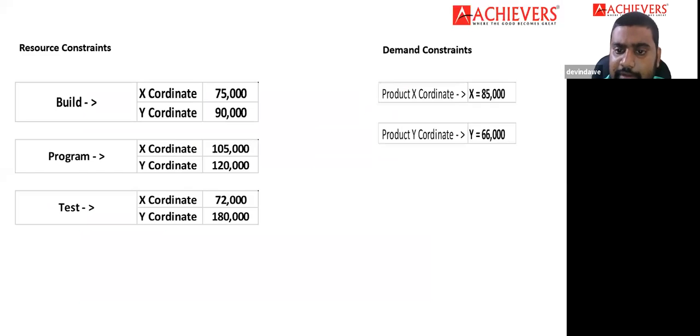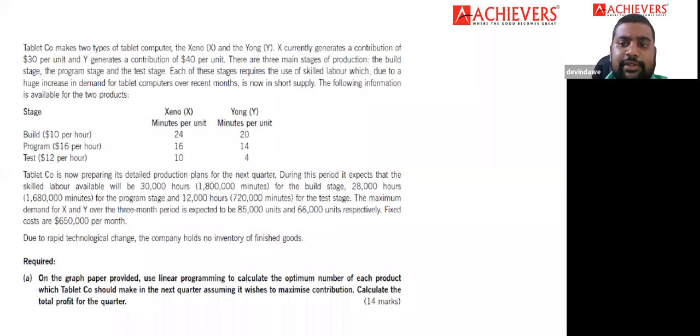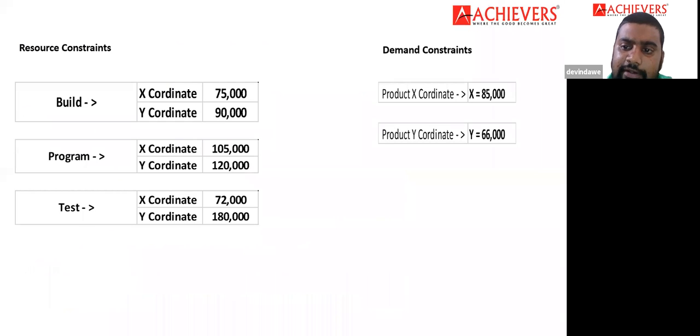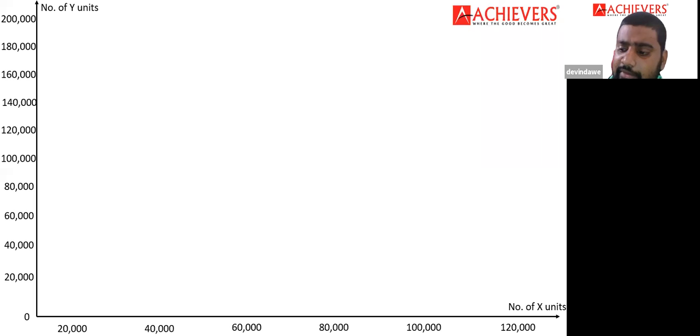Right. So for this question, these are the coordinates that we developed last week for build, x coordinate, y coordinate for all three, build, program, and test, and the demand constraint x and y. Okay. So in your tute, I have given a graph that you all can use to draw the constraints, right? So now, before we get into the graph, I want you all to change the scale of the graph.